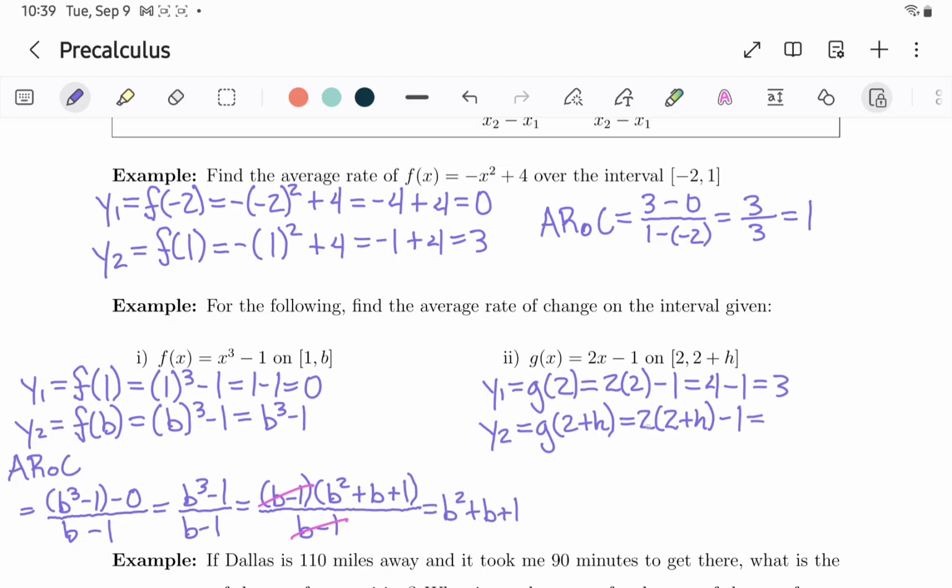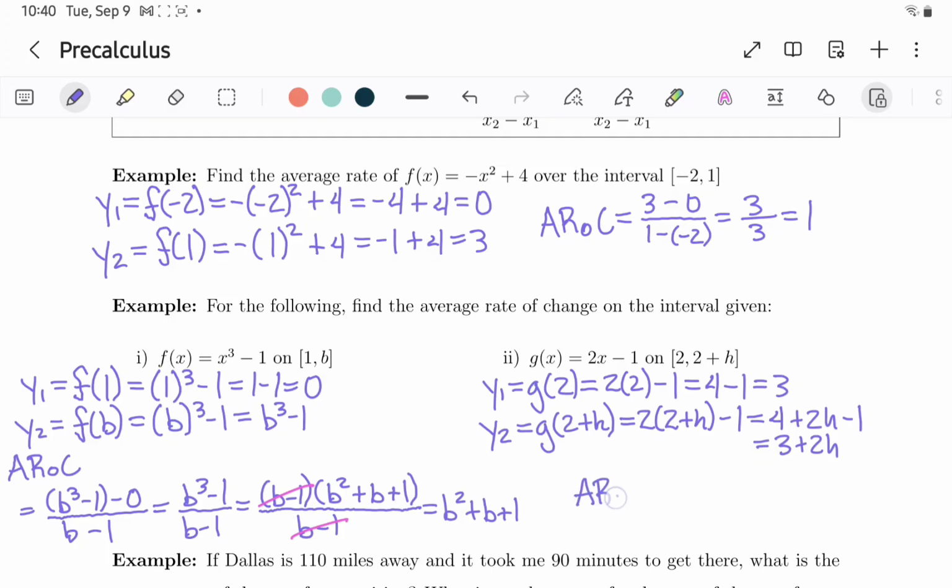Then we want to simplify, so distributing this 2 over both of the terms 2 and h, we have 2 times 2 is 4, plus 2h, and we still have our minus 1. And so adding up like terms, we have that y sub 2 is going to equal 3 plus 2h. All right, so we have everything we need to plug it into the average rate of change formula.